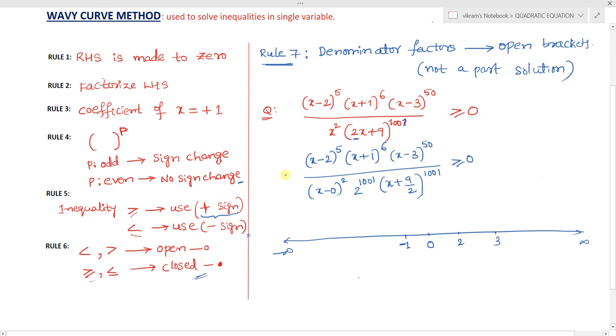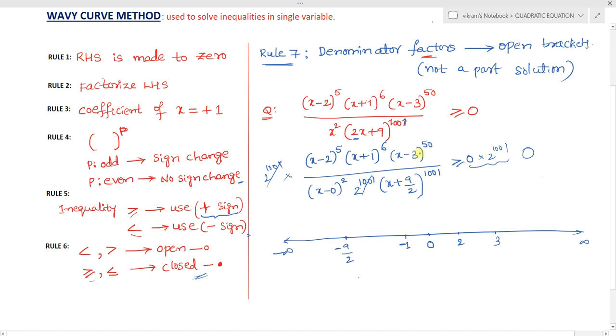Multiply with 2 power 1001 on both sides. The inequality is still 0 on the right-hand side, and this will be cancelled out and nothing will be impacted. Next, what is another factor? X plus 9 by 2, that means x is equal to minus 9 by 2, so that means it is minus 4.5.